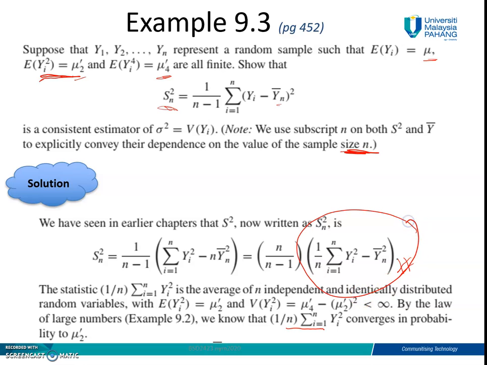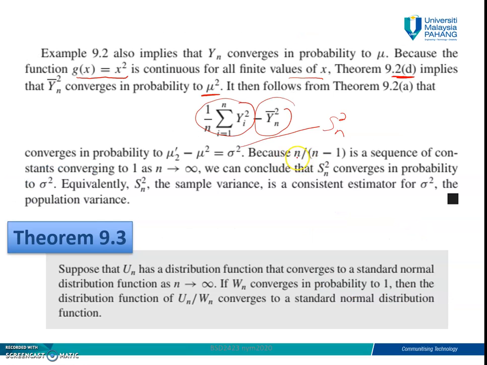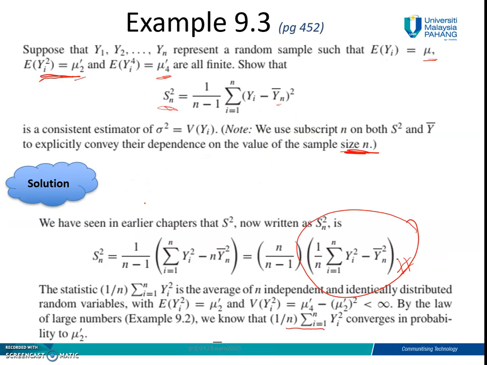Now for the other part, because n over n minus 1 is a sequence of constants that converges to 1 as n goes to infinity, we can conclude that the sample variance converges in probability to sigma squared. So the sample variance S squared is a consistent estimator for sigma squared, which is the population variance. You can see that we don't have any calculation here, but there's more to understanding the theorem and the flow of the subject.